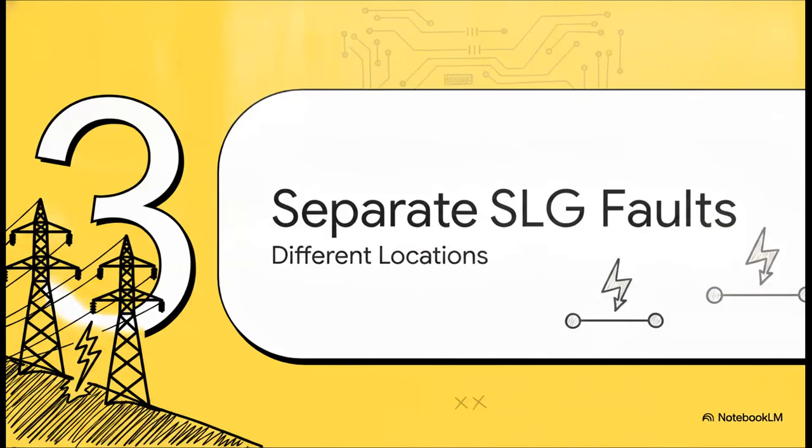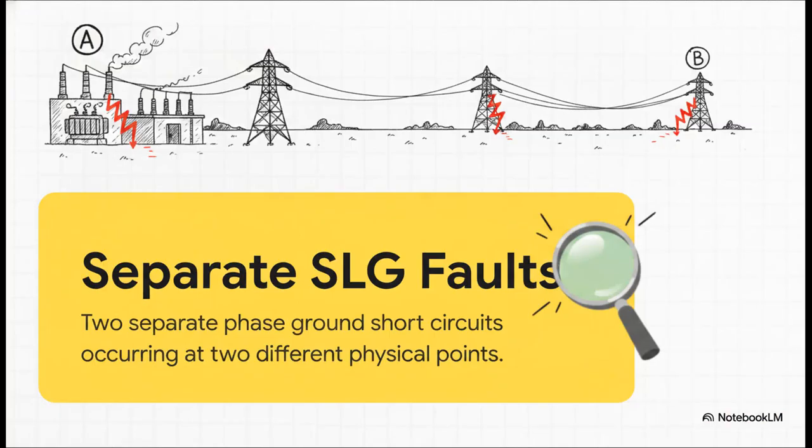Okay, Section 3, separate single line to ground faults. Let's see how a shift in geography changes this entire scenario. Now this is where that distinction becomes absolutely critical. Two separate single-line to ground faults occur when two separate phases experience ground faults at completely different physical locations. I want you to visualize this spatially right now. Imagine one fault happening on phase A at a substation, right?